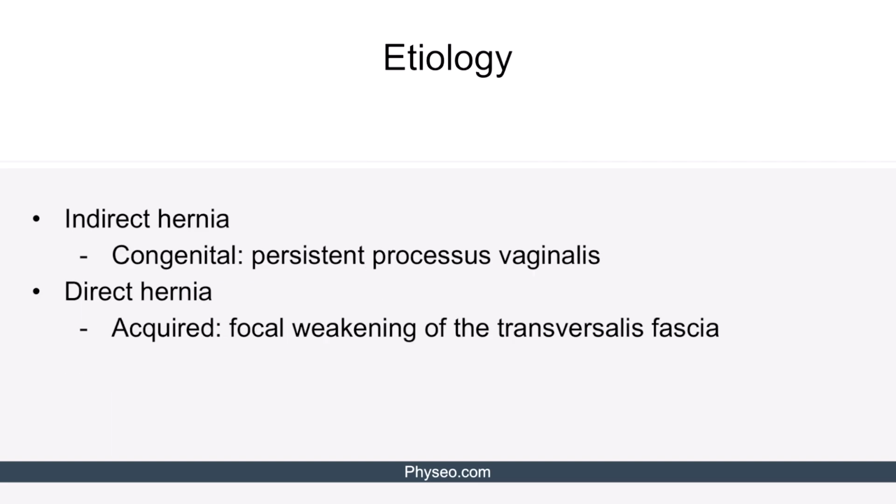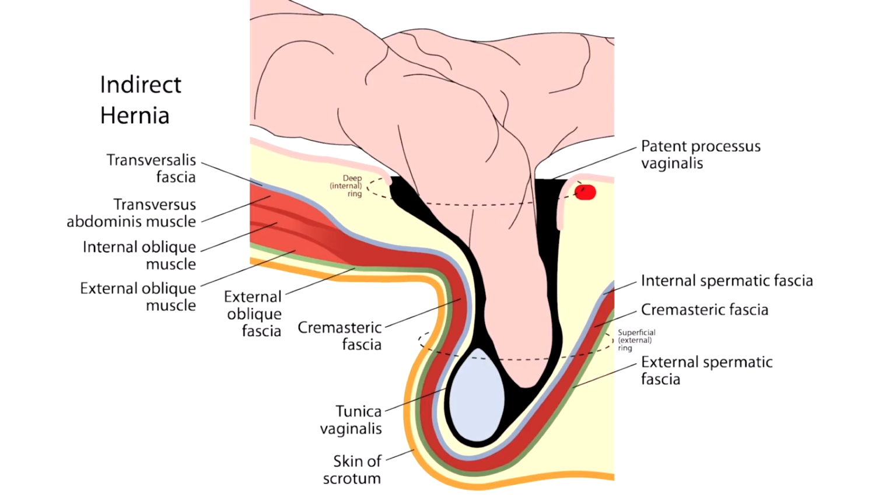Let's talk about the etiology. Most of the time, indirect hernia is caused by a congenital defect. It results from the persistence of the processus vaginalis. On the other hand, direct hernia is typically an acquired condition. It is caused by a focal weakness in the transversalis fascia. This image will help us cover the pathophysiology of indirect inguinal hernia.